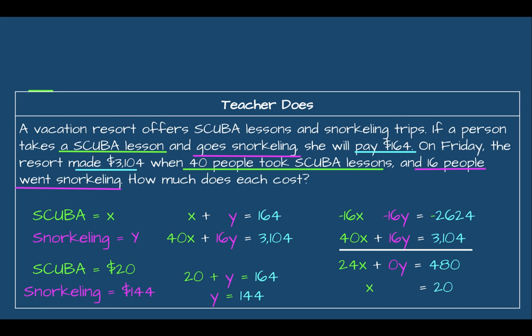Okay, so I asked how much each cost. Scuba was 20, snorkeling was 144. Now, realistically, those two numbers would probably be switched, where snorkeling was $20 and scuba was $144, but for the problem, it is what it is.